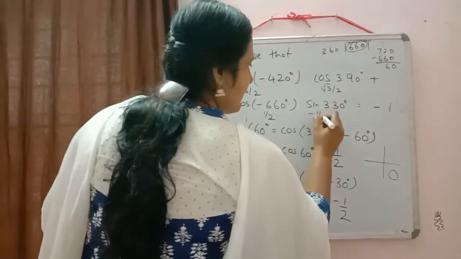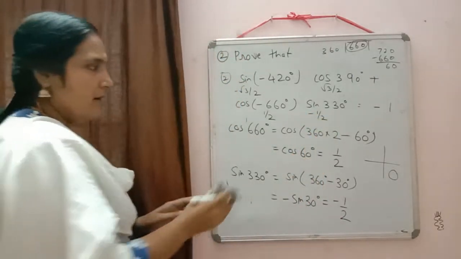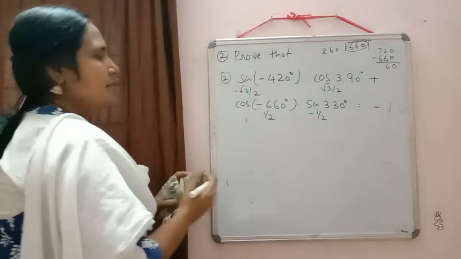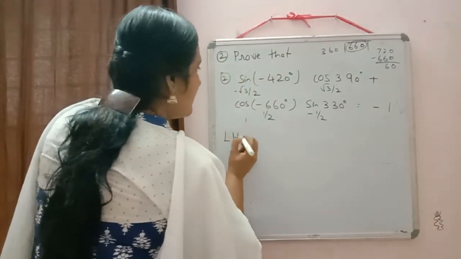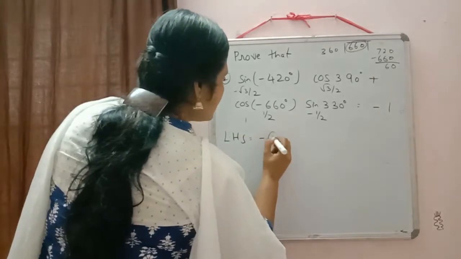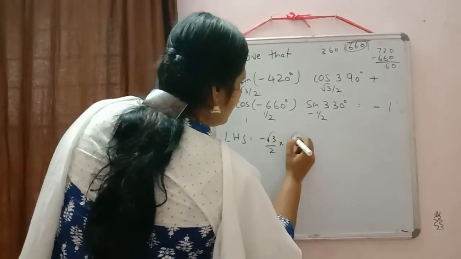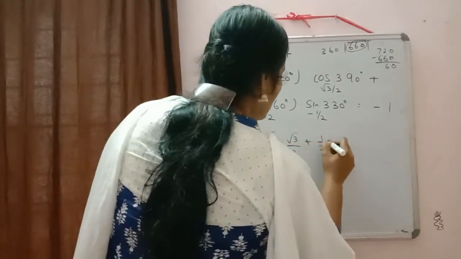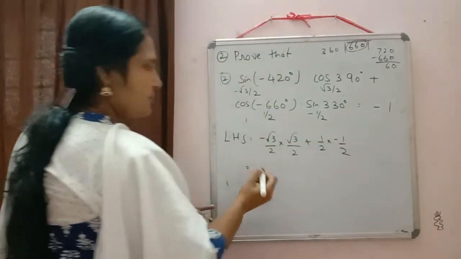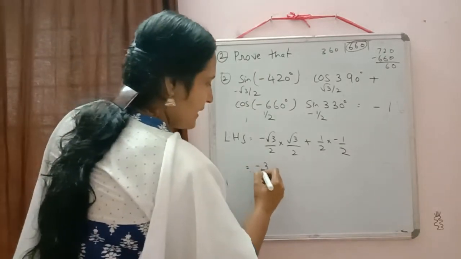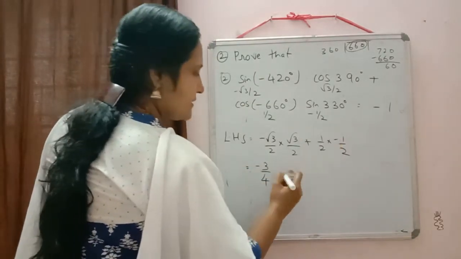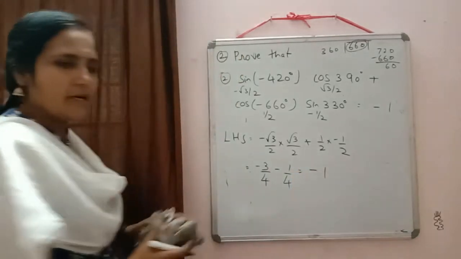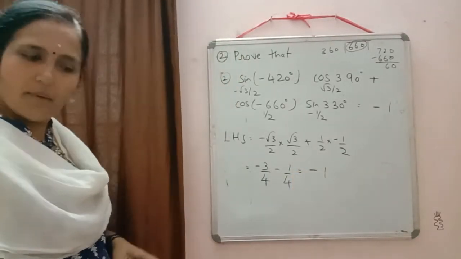So we got all the values. Now we will substitute the values. So left hand side, we have the values minus root 3 by 2 into root 3 by 2 plus 1 by 2 into minus 1 by 2. Again it will come minus 3 by 4 plus minus 1 by 4, minus 4 by 4, which is equal to minus 1.